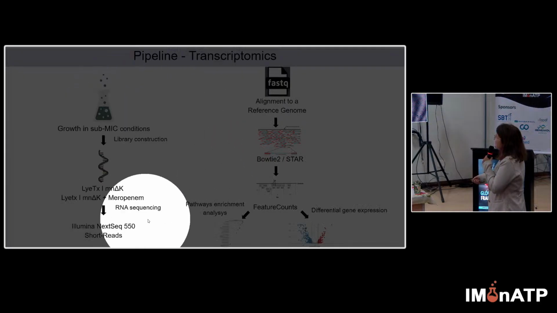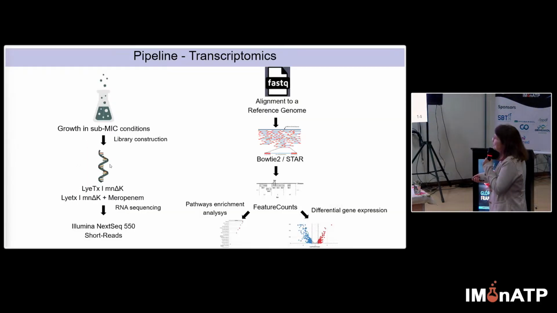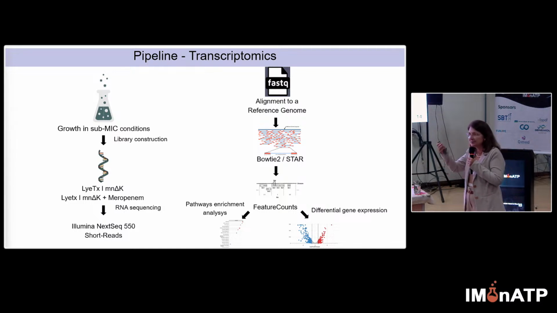And then we used a sub-MIC condition for treatment. Why do we use sub-MIC? Because we didn't want to kill the bacteria. We didn't want to make problems with lysis. We want to see what kind of response the bacteria would have for the toxin. Maybe the toxin can go into the bacteria, or they can transmit the signal from the exterior to the interior of the bacteria. We had no idea. And then we decided to use sub-MIC.